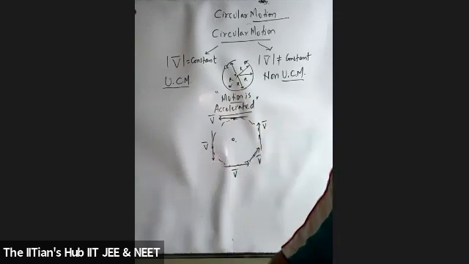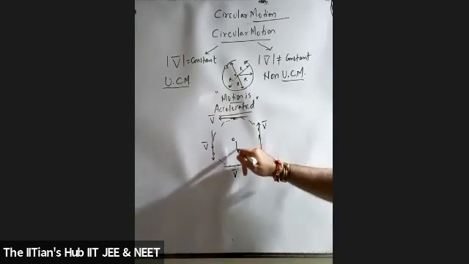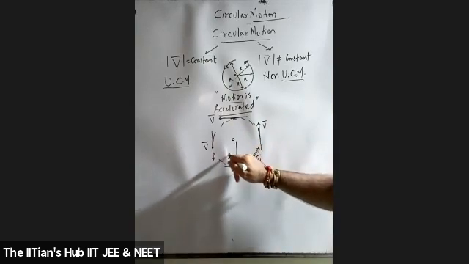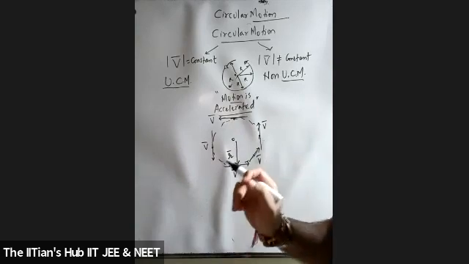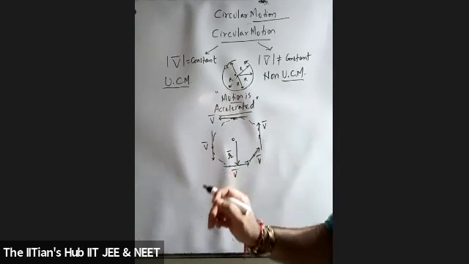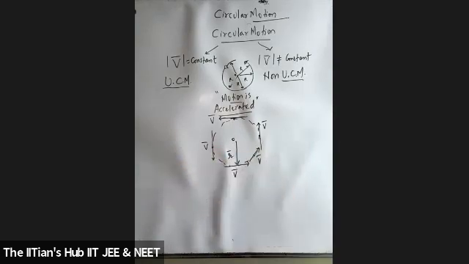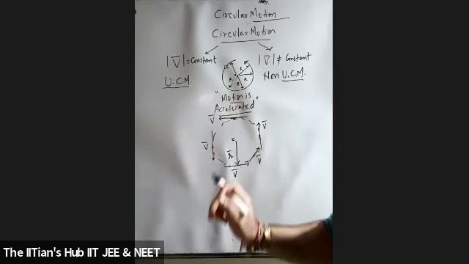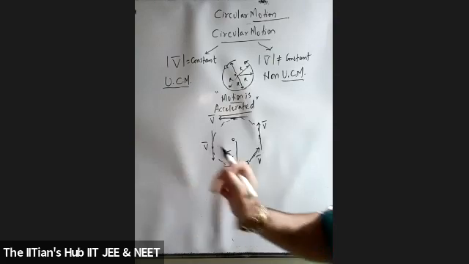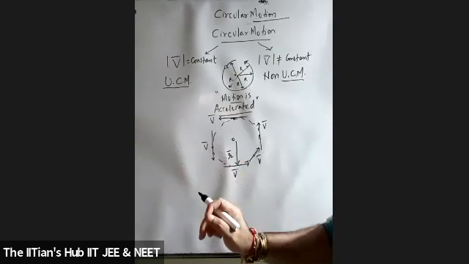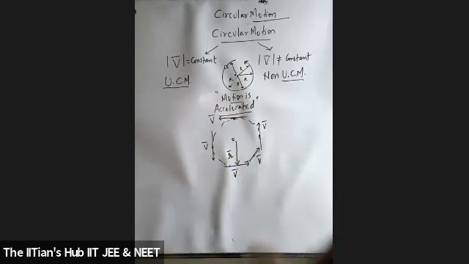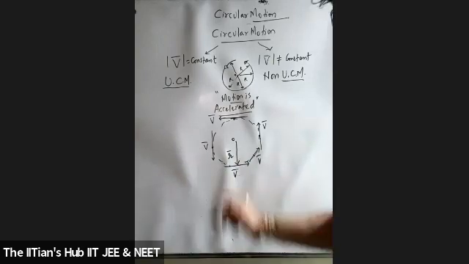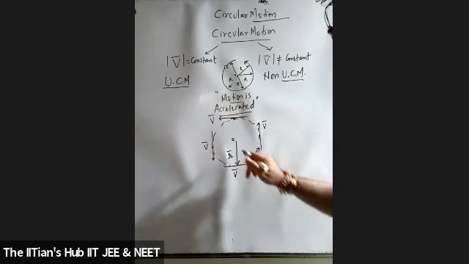What about the radius of the circular path, students? This is called a position vector, also called a radius vector. What exactly does the position vector or radius vector show? It always shows the instantaneous position of the particle. Particle उस टाइम पे कहाँ पे है? Who actually shows that? The position vector or the radius vector.